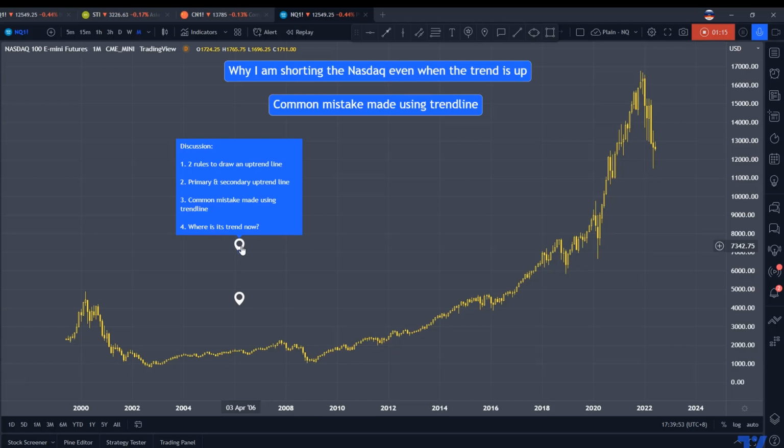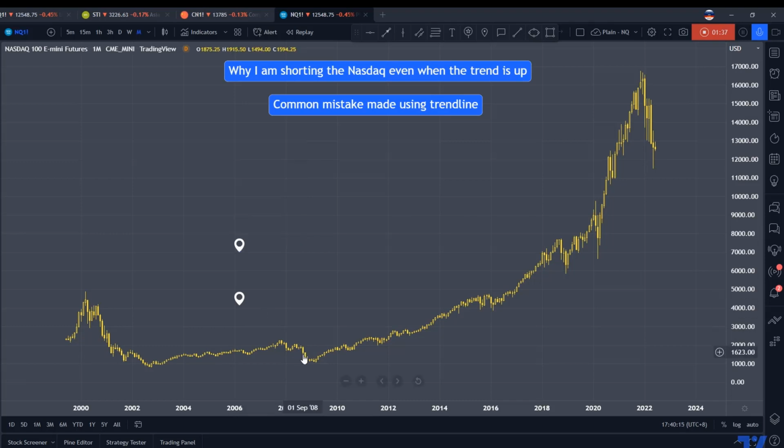Now, let me give a demonstration of the primary and the secondary uptrend line on this NASDAQ monthly chart. And after that, we're going to go into the shorter time frame, and you're able to see that we apply the same principle even to the shorter time frame. It works for the minute charts as well. Now, let's look at the NASDAQ right now on the monthly chart. We could see that the bull market started forming about 2009.